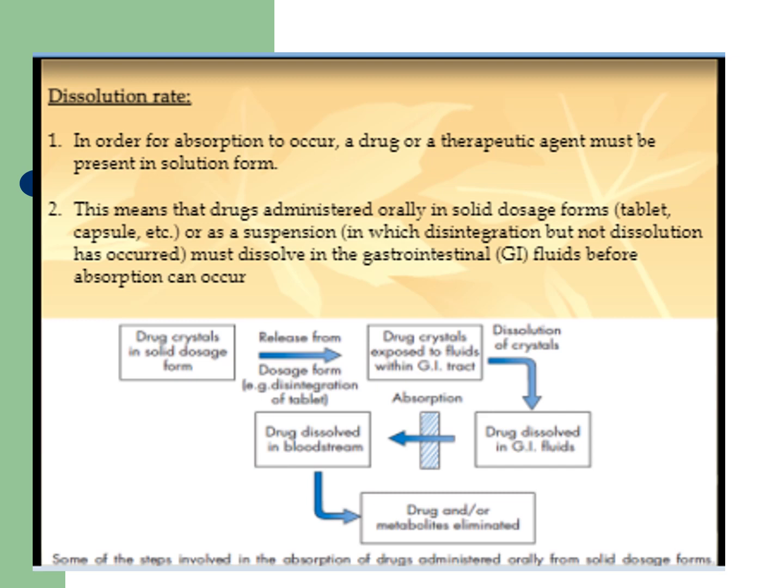In order for absorption to occur, a drug or a therapeutic agent must be in the solution form. So, what should be the form of the drug? In the solution form. This means the drug administered orally in solid form, for example, tablet, capsules, or as suspension, must dissolve in GI fluids before absorption can occur. So the important thing is that you make a concept in your mind that if the drug has to be absorbed inside the body, it should be in the solution form, and if you are giving it orally or as a suspension in liquid form, whatever it is, it must dissolve in the GI fluids before absorption can occur. So it is the prerequisite step.